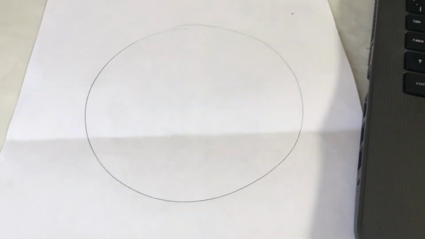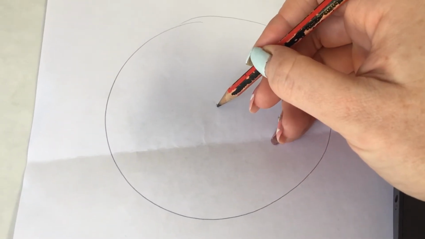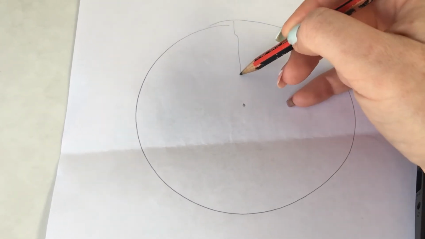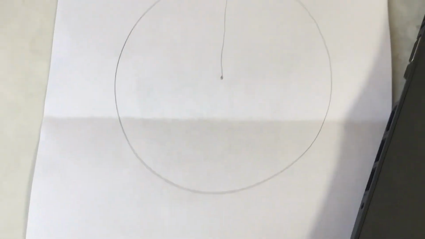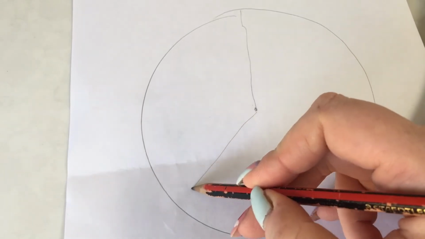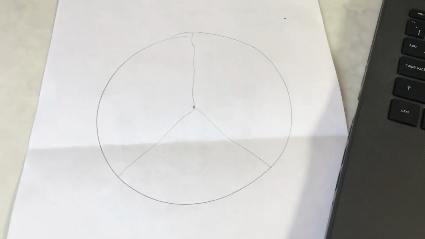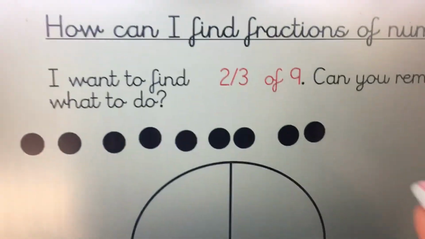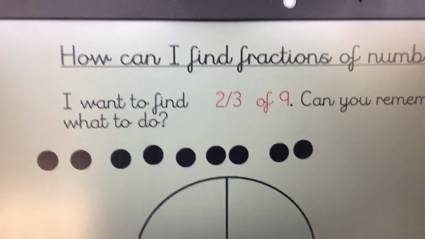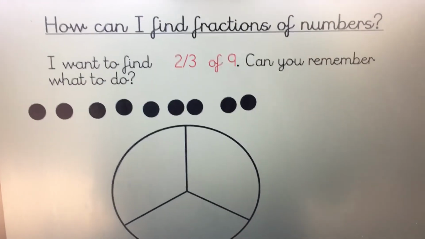If we're finding thirds, we're going to split our circle up into thirds. So draw the dot in the middle, and then draw the line down from the top to the dot, like so. Doesn't matter if it's a bit wiggly. And then draw its legs out either side, one going that way and one going that way, like so. So now you are ready to share out your dots. So remember, you are sharing out 9 dots and you are finding what 2/3 of that is. So pause the video and share out your dots and then come back to me once you are ready.